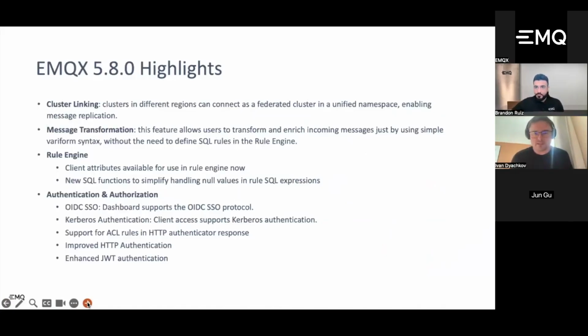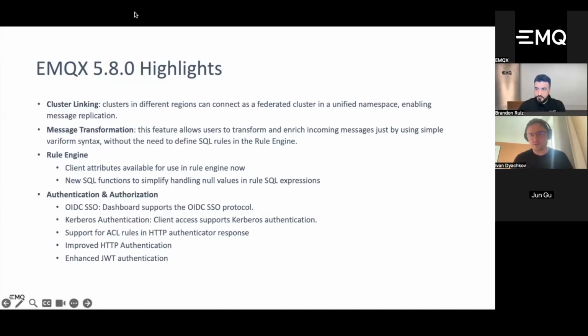So MQX 5.8.0 was released last week of August. Quite a few interesting features. First is cluster linking. If you are a proficient user of MQX or MQTT in general, you should know that it's possible to configure an MQTT bridge, to make your broker send certain messages from certain topics to other brokers. So the question is, what is cluster linking? It's a little bit smarter than the regular bridge. It will not use any traffic if there are no subscribers on the topic. So for example, if cluster A is linked to cluster B, and in cluster B there are no subscribers to linked topics, then there is no traffic.